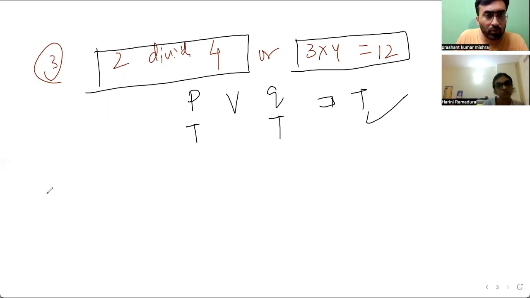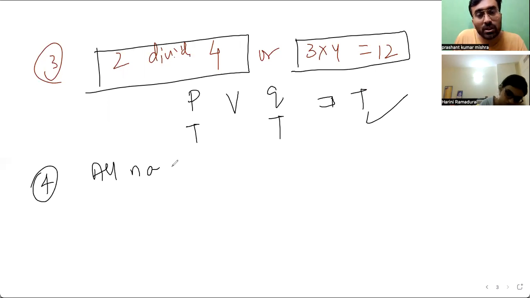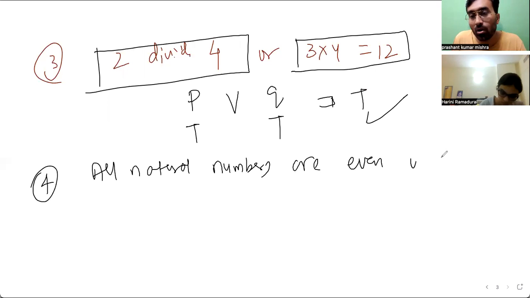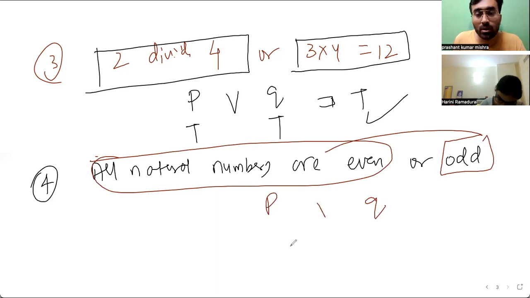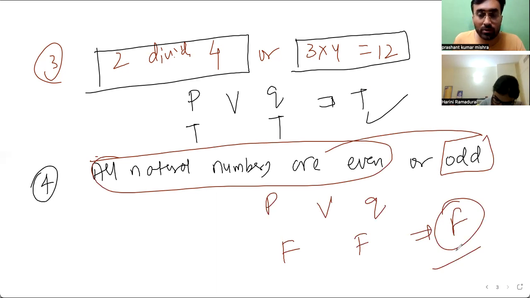Sorry, let me do one more. All natural numbers are even or odd. All natural numbers are even, that is Q, which is false. All natural numbers are odd, this is R. So both the conditions are false. It is false.